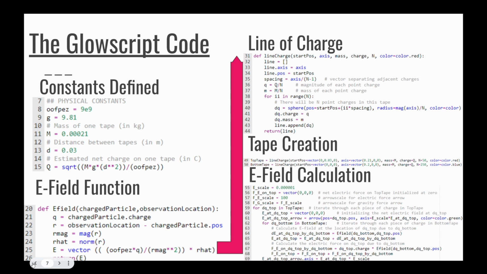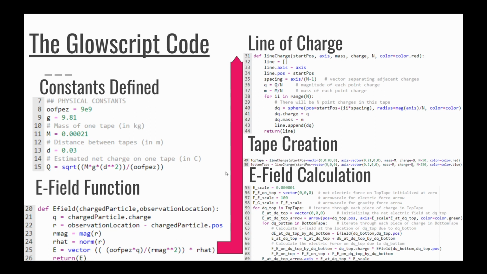Now we get to the code. In this closed-loop code, we have to define our constants first. Here we defined our constants G, M, D, Q, and this code defines the electric field function for each individual point charge that we will be contributing in. This line of charge code comes later, and what it does is basically define a line of charges where we're going to be splitting up the charges into different points.